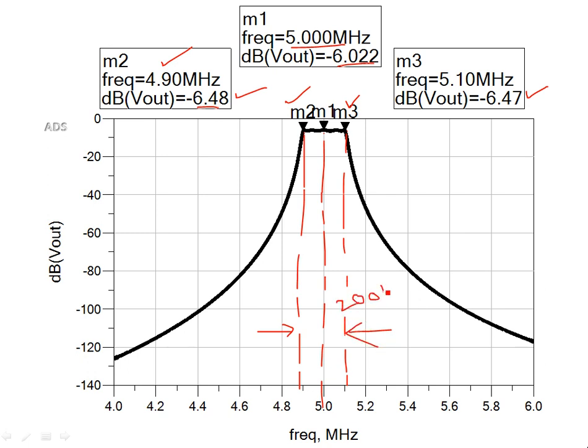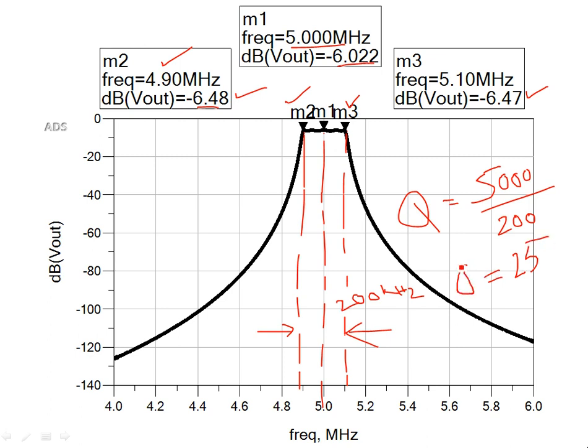Okay, it's 200 kilohertz. If you're interested to know the quality factor, just take the ratio of the center frequency, that is 5 megahertz, which I can write as 5000 kilohertz, divided by 200 kilohertz as the bandwidth. So this comes out to be equal to 25.